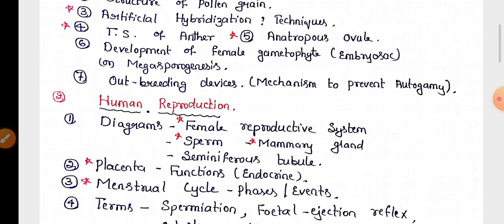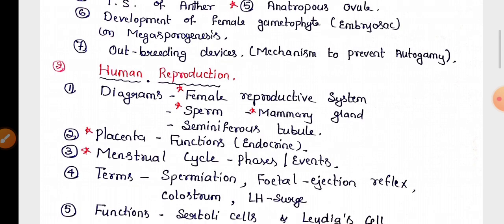For 5 marks, they may ask about the development of female gametophyte. Female gametophyte is nothing but embryo sac, or it is also called as megasporogenesis. Then outbreeding devices, or it is also called as mechanism to prevent autogamy or mechanism to encourage xenogamy, cross-pollination.